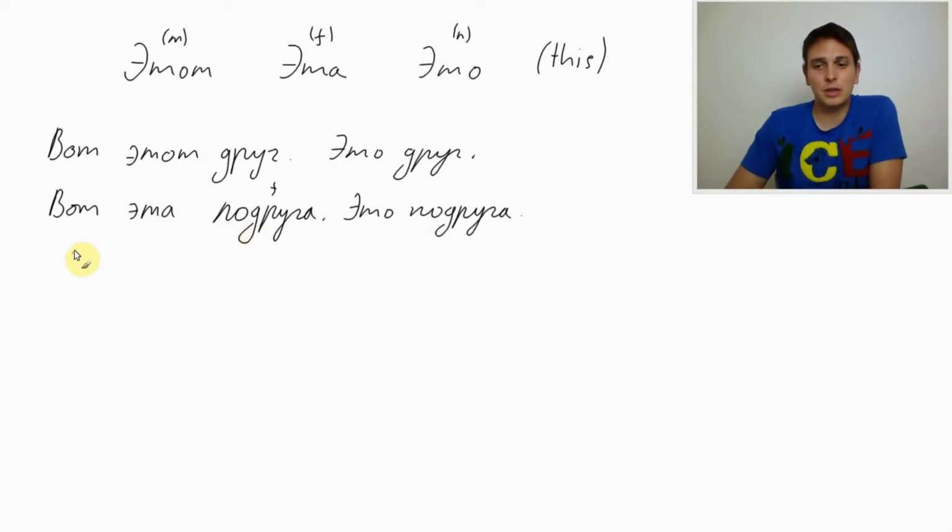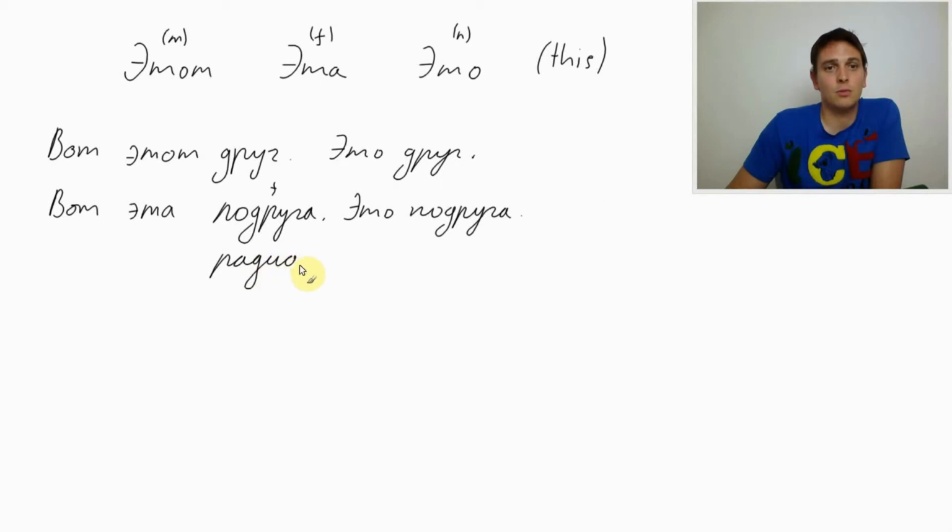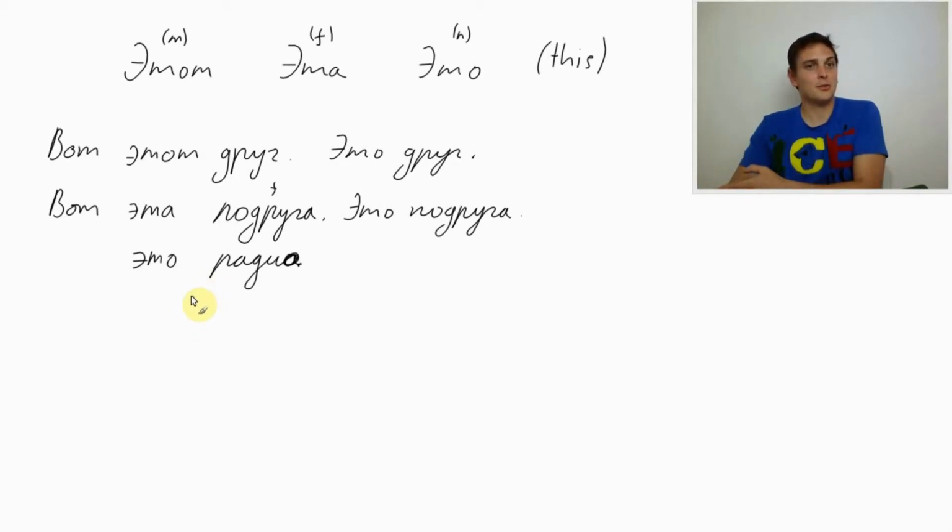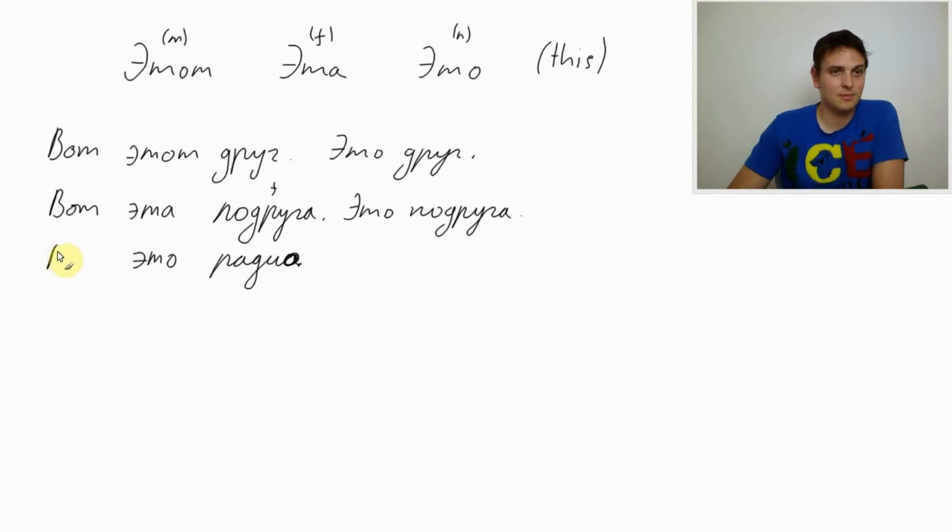And for the neutral, let's take radio. Радио is neutral. It ends in O. So, how would you say this radio? This radio would be это радио. And how would you say here is this radio? We would say вот это радио.